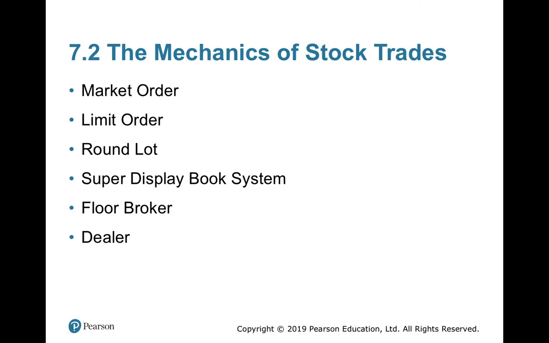So for such large or complex orders, manual interference is required. The process requires people to interfere. SDBS cannot work here. SDBS is for a single round lot or multiple round lots. If there are round lots, simply SDBS will take care of it in milliseconds. But when there are complex orders, large orders, manual involvement comes. That manual involvement is done by people. Those people are known as floor brokers.